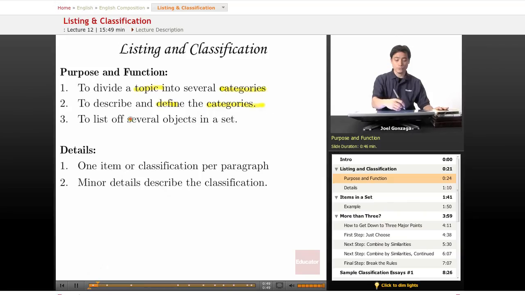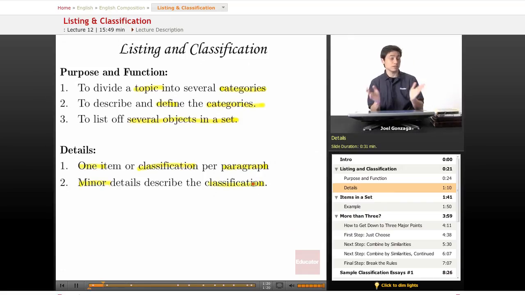Also, it's very simple to just describe several objects in a set. What's great about listing and classification is if you don't know how to organize your points in either your paragraph or in your entire essay, you could always just go back to listing and classification. It's the easiest to understand and it's the easiest to write. When you're going into your details, it's usually one item or classification per paragraph. And then these minor details are usually describing that classification or giving specific examples of that type of classification.